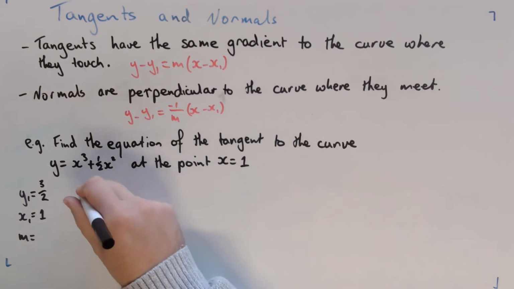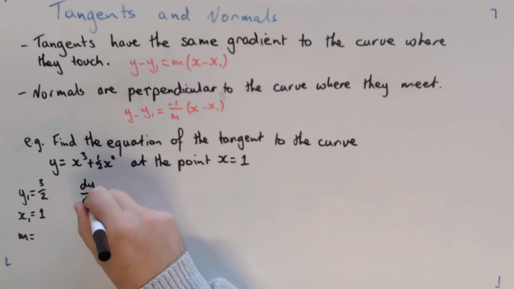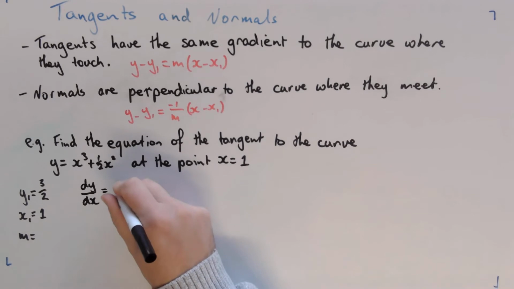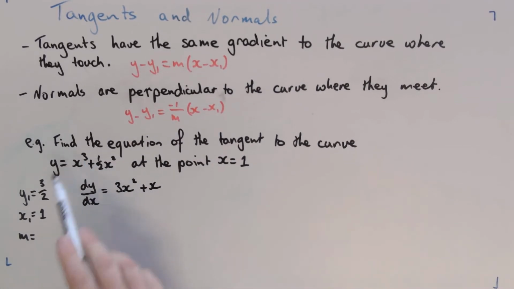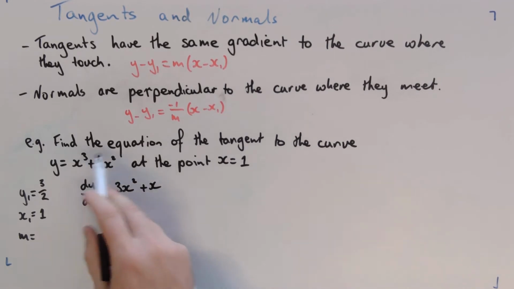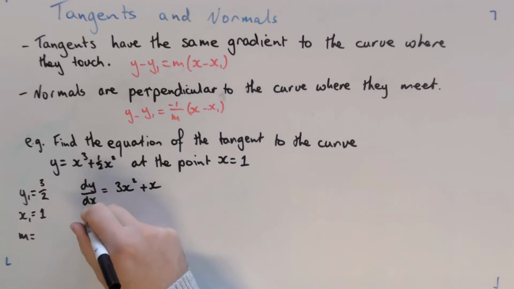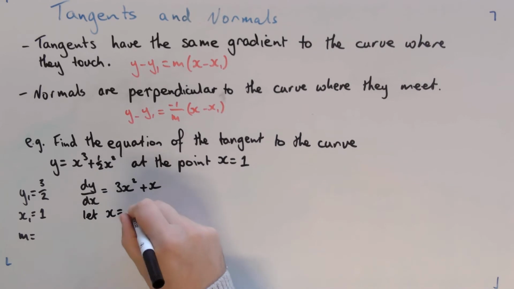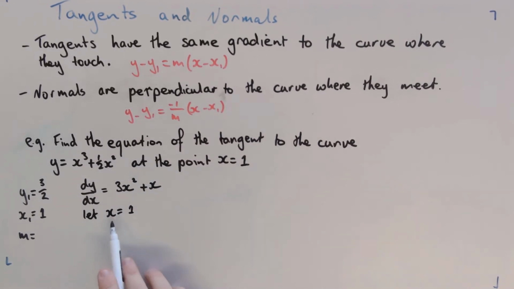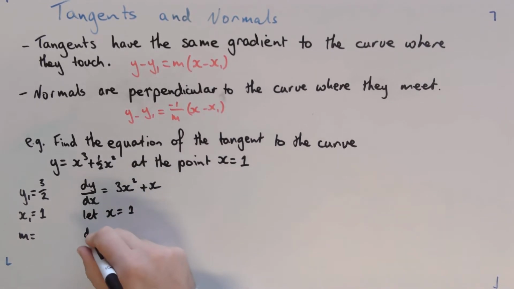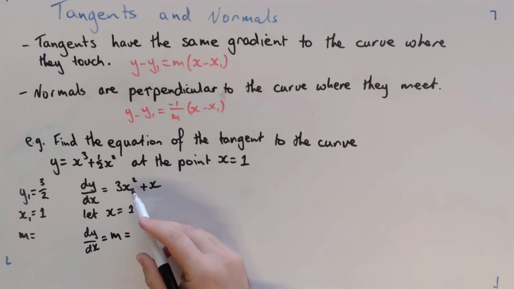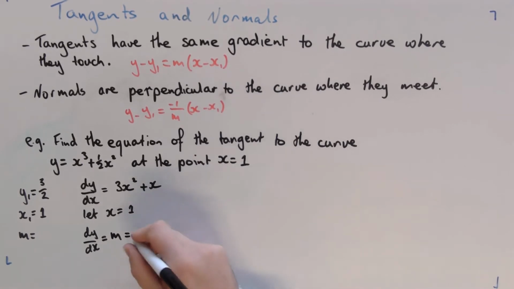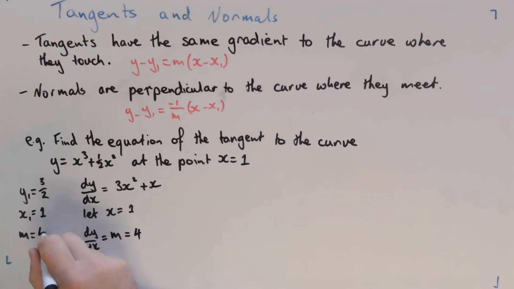The next thing I need to do is find my m value. To do that, I need to find dy dx, and that's going to equal 3x squared plus x, just by bringing our powers down the front and taking 1 away. Then I'll say let x equal 1 because we need the tangent at the point x equals 1. Then dy dx is our m value, and that's simply subbing 1 back in here. We're going to get 3 plus 1, which is 4. So m is going to be 4.